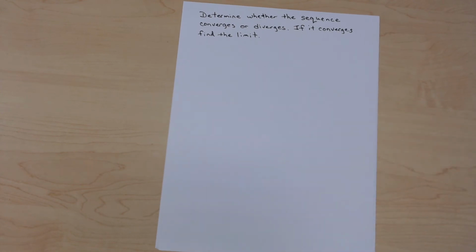Directions are to determine whether the sequence converges or diverges. If it converges, find the limit. Okay, all right, so let's take a look. Some of these we're just going to do by inspection, and then some of them we're actually going to look at the rules.